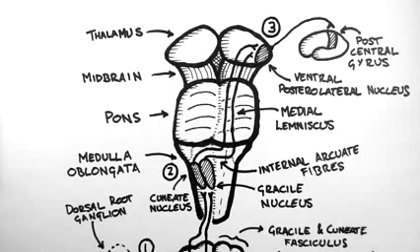And that concludes this tutorial on the dorsal column medial lemniscus pathway. In the next tutorial, we'll have a look at the spinothalamic tract.